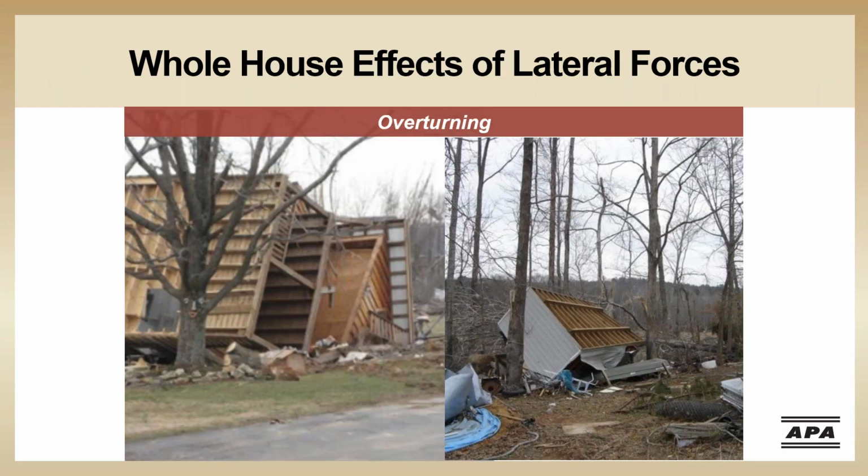These are two examples of wood frame structures that have overturned. Note they are both still fairly intact, meaning the bracing system successfully transferred the lateral load down to the base of the structure. However, the lateral load created an overturning force that exceeded the strength of the anchorage of the house to the foundation, and the structures tipped over.